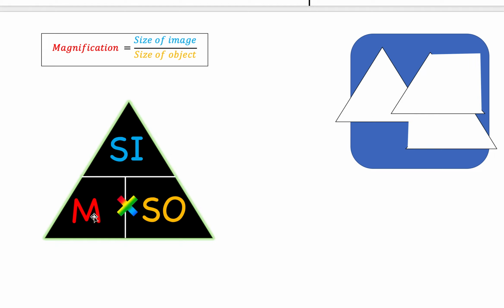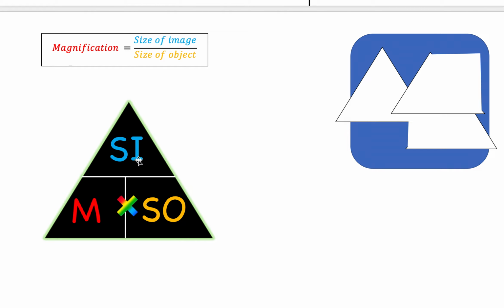And then in the bottom, you put magnification, so M for magnification, and then size of object, which is the real thing. Now, if you get asked on a test to calculate magnification, and you forgot the equation, but you remember this triangle, then you can so easily figure out the equation. For example, let's say you need to calculate size of image.